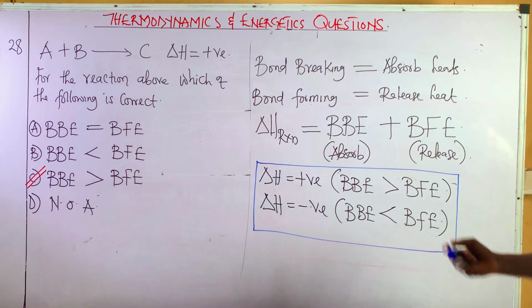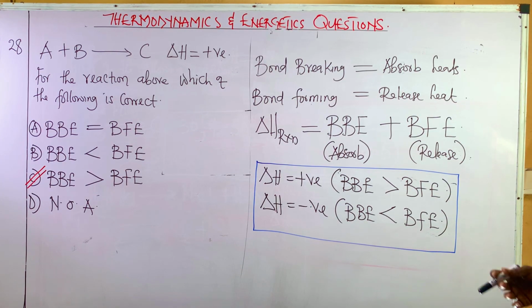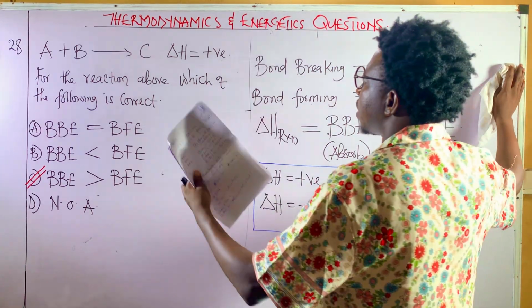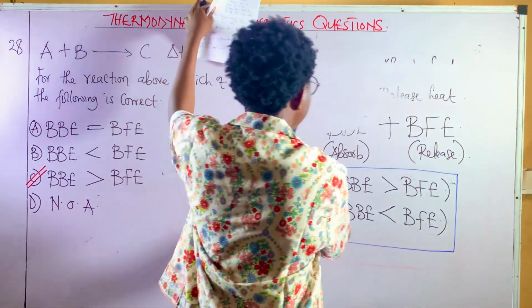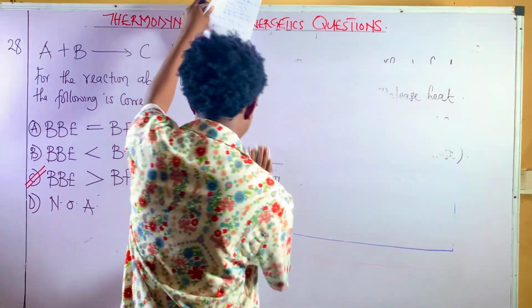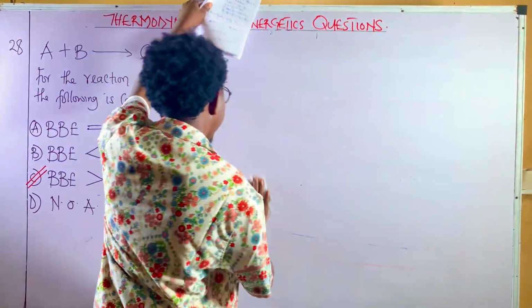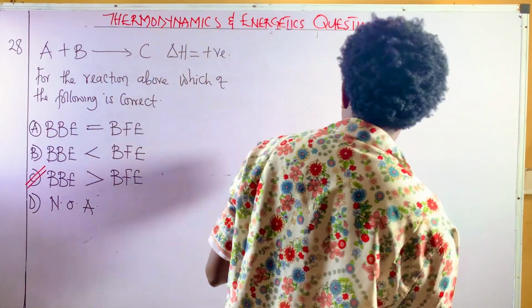So you can put this down. Why? Pause it, right? So I can forge ahead and clean this part of the board. We move to question number 29.